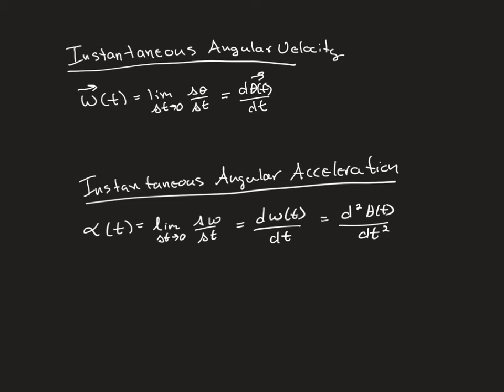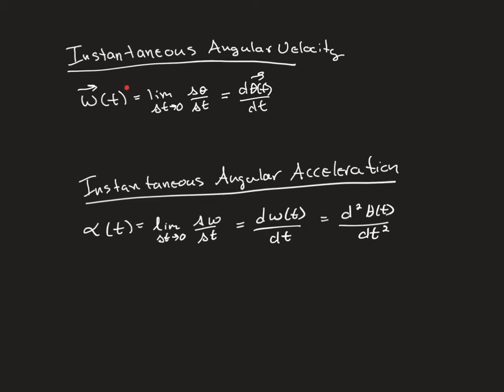the two times is like 0.0001 seconds. That's essentially at one particular moment in the motion of the object. And when we take delta t down to 0, that's essentially the same thing as taking a derivative.